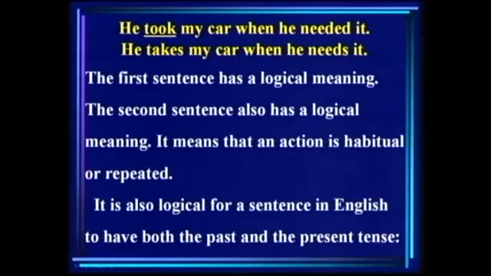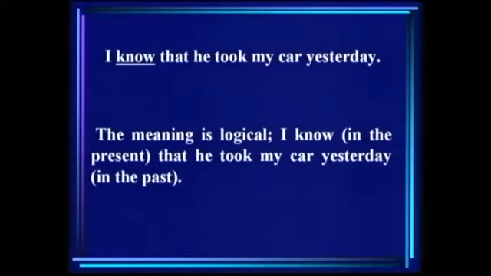It's also logical for a sentence in English to have both the past and the present tense. أحيانا بقى زي ما قلت لكم it's usually wrong when a sentence has one verb in the past and another in the present. لكن ممكن يبقى من المنطقي برضو ان يبقى عندي جملة فيها الاتنين. يعني ما اقول I know that he took my car yesterday. I know, this is present tense. That he took my car yesterday, the action itself is past tense. Alright? طيب. I know now.